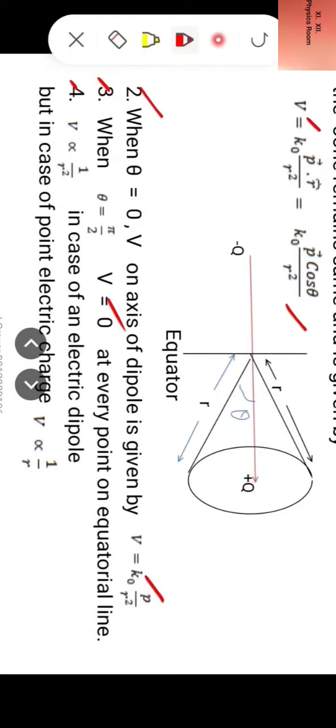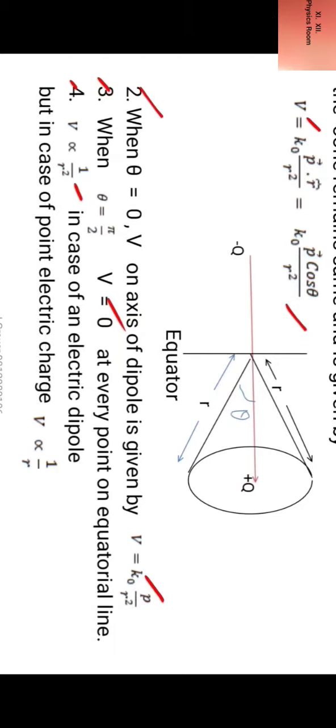we look at the formula and see that the electric potential due to a dipole is inversely proportional to r square. But in case of a point electric charge, electric potential is inversely proportional to r only. You have to mark this difference. So in case of an electric dipole, electric potential is inversely proportional to r square, and in case of a point electric charge, it is inversely proportional to r.